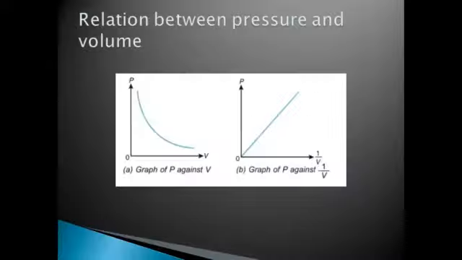Okay, so next, this is the graph which shows the relation between pressure and volume. Here, the graph of P against V. As the pressure increases, what happens? Volume decreases. If we take the graph of P against 1 upon V, it gives a straight line passing through the origin.